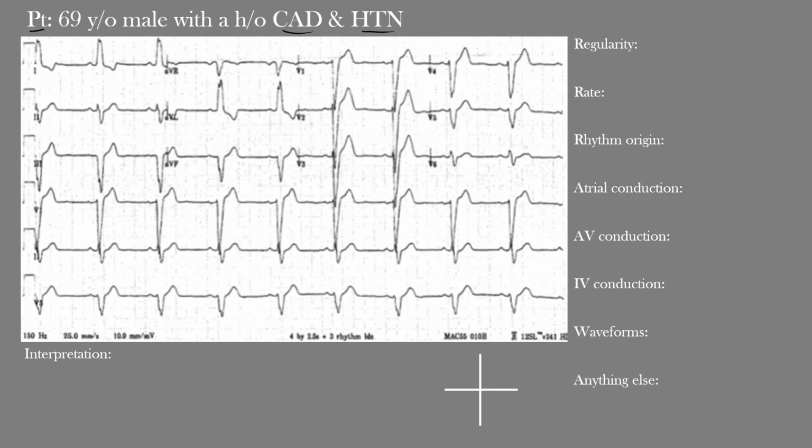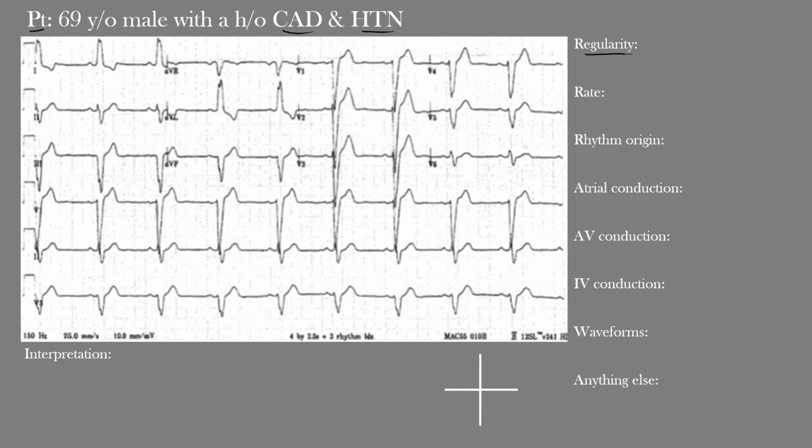So first, there's the regularity. And what do we mean by the regularity? Well, this is where we want to find out if we're dealing with a regular or irregular rhythm, and if it's irregular, we want to know if it's regularly irregular or irregularly irregular. Next, we have the heart rate. Simply determine the heart rate, and then we want to look at the rhythm origin. That is, where is the rhythm actually starting from within the heart?